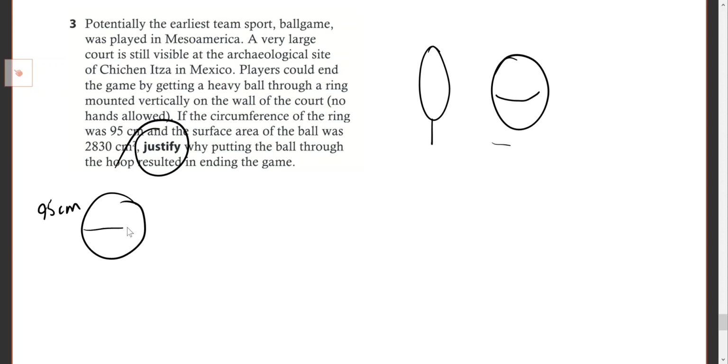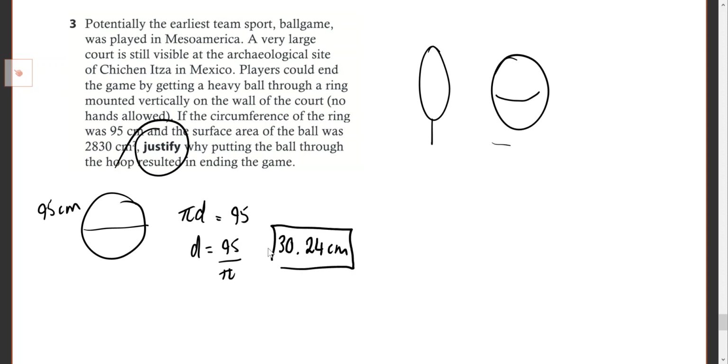If you're a good physicist, you will say, well, if the circumference is pi d, then pi d is equal to 95, and so d is 95 divided by pi. Which works out to be 30.24 centimeters. Be careful of your rounding.